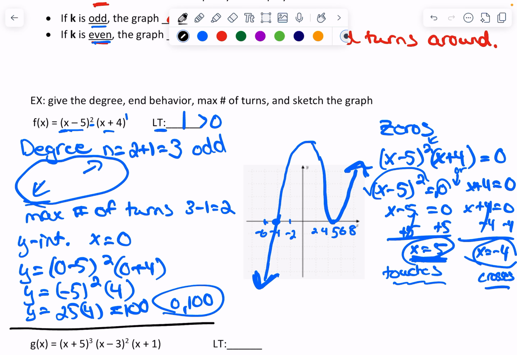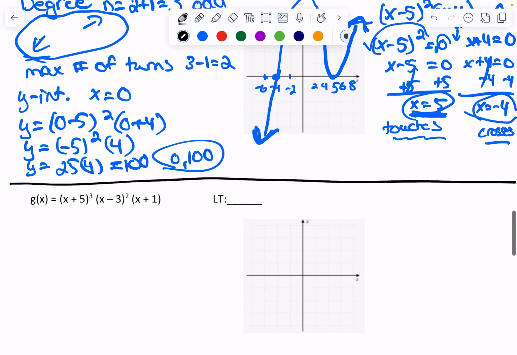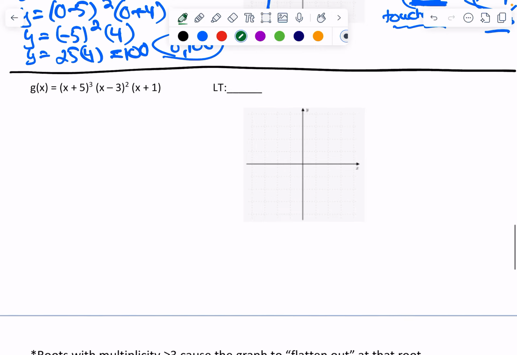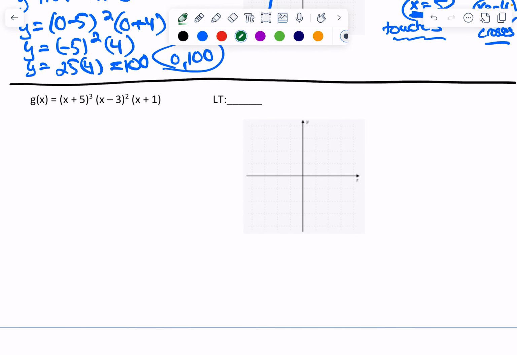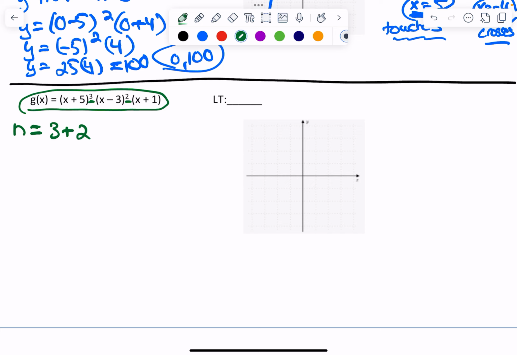Okay, let's look at this next example. We have a little bit more factors here. So we've got g of x, which is (x plus 5) cubed, (x minus 3) squared, and (x plus 1). We're going to calculate the degree n. We're adding all the exponents, 3 plus 2, and again, remember that there's a 1 over here. So we get 6. That means that this is even.